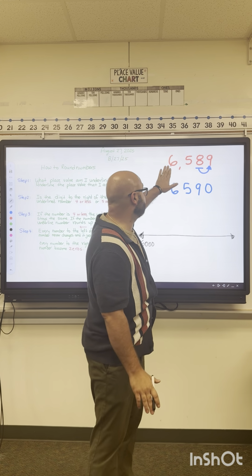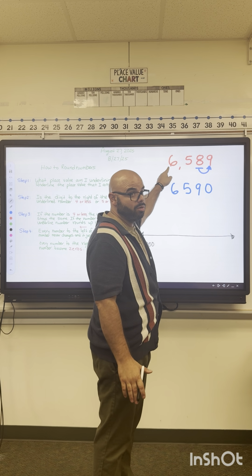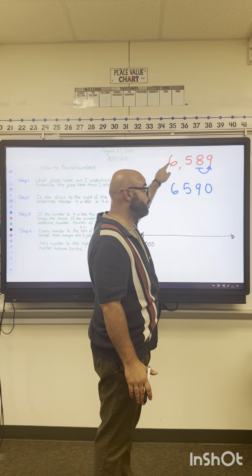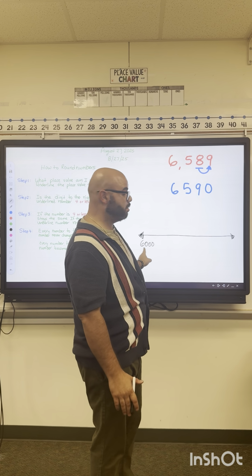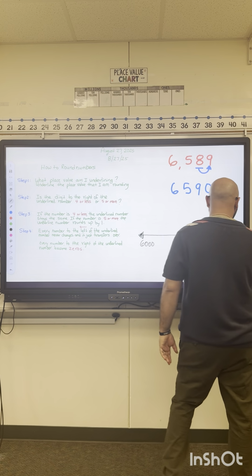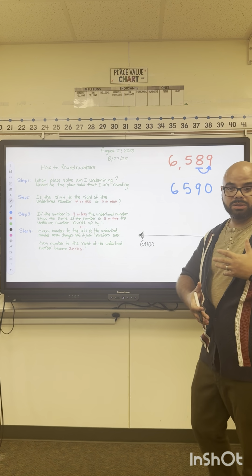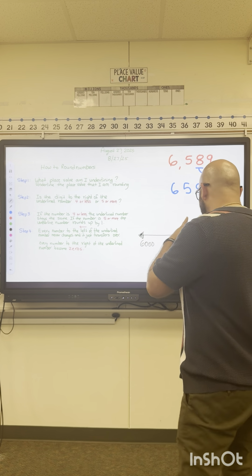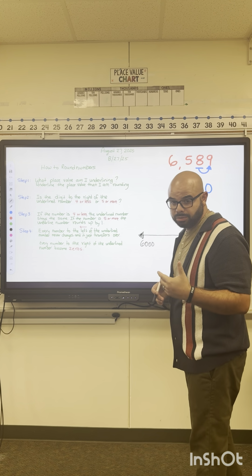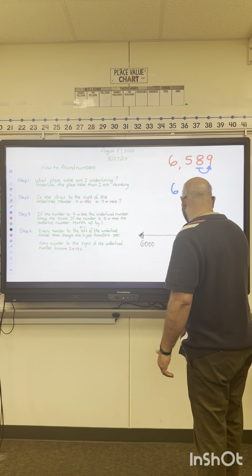Because we're looking at the thousands place. So this number here either stays the same or goes up. And if it stays the same and goes down, it turns into a 6,000. If it goes up, it turns into a 7,000. And I always told them, what is the midway? What is the midpoint, right? And try to make it as easy as possible for you to understand where that number would round up to or round down to, okay?